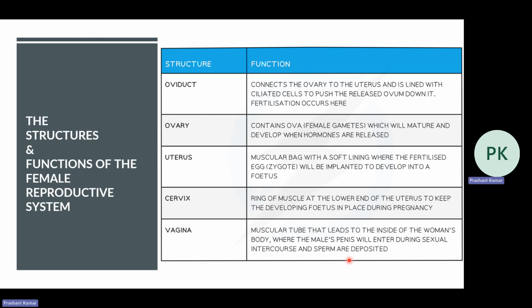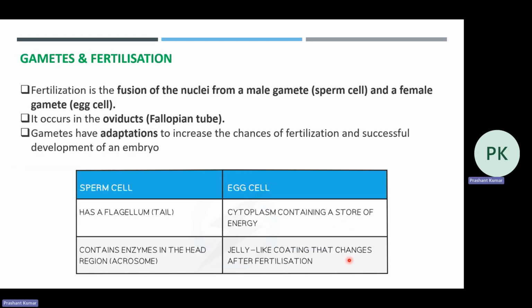Okay, let's go to the next. When the gametes fuse, there will be a fusion of the nuclei of the male and the female gamete. That process is called fertilization. It takes place in the oviduct, also called the fallopian tube. Gametes have adapted to increase the chance of fertilization. Let's talk about the sperm cells. They have a flagellum so that they can move, a tail actually. Cytoplasm containing a store of energy.